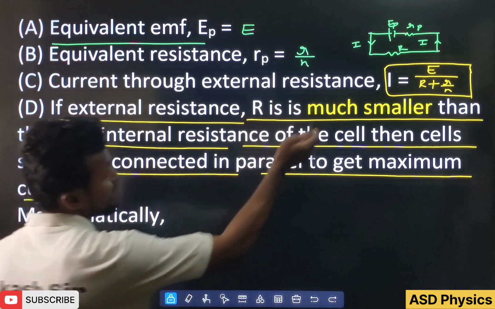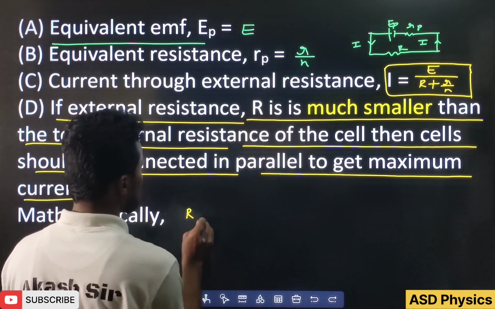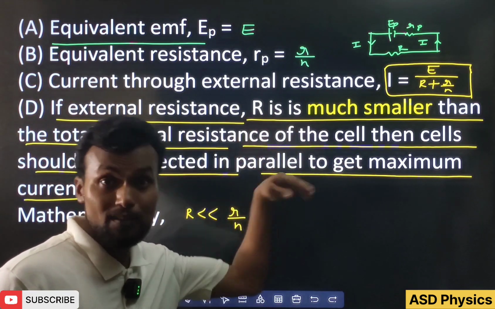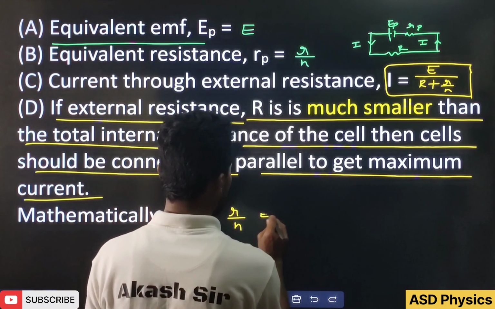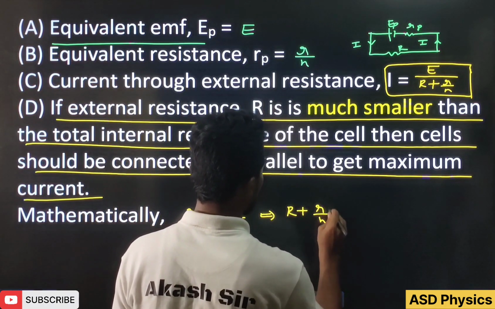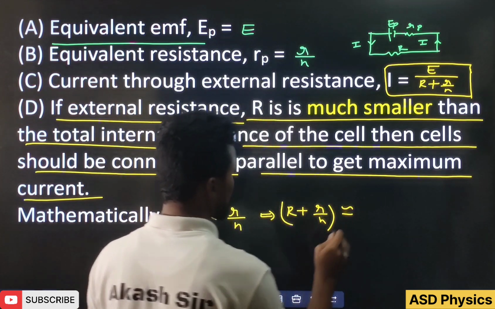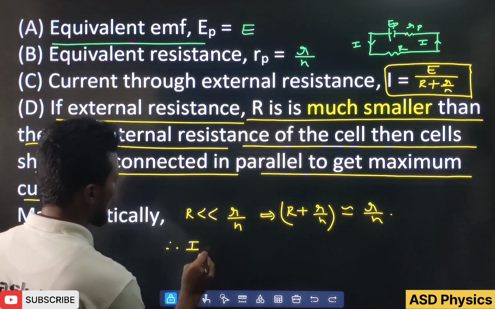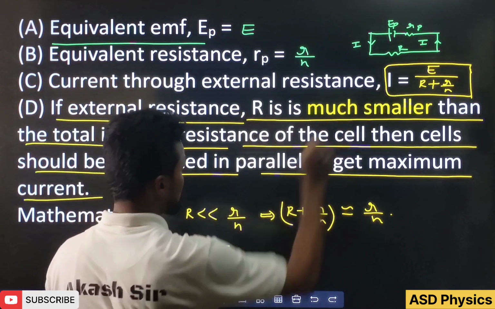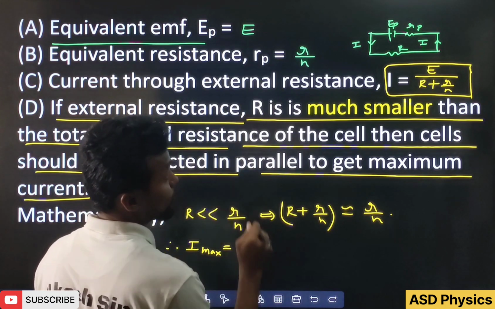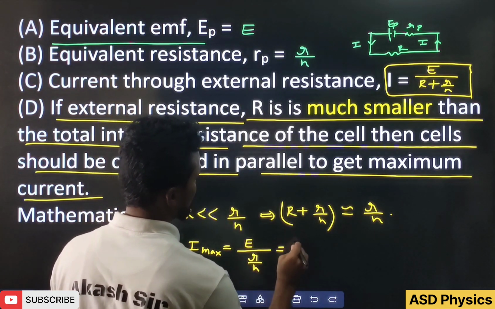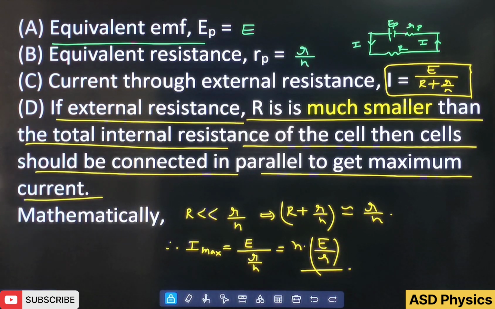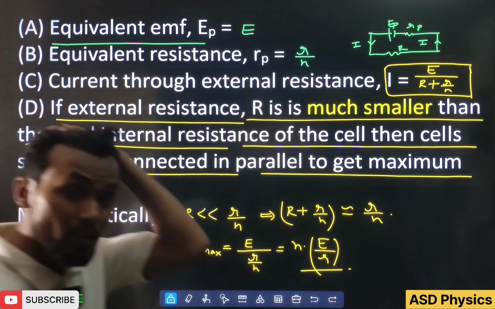Okay, so what we can write from here, remember that the capital R is less than r by n, much smaller, previously higher but now smaller. So when R is less than r by n, we can write R plus r by n approximately as r by n. In this situation, I max is given by E over R plus r by n, which becomes E over r by n. That means we can write n into E by r. I hope you have understood the important points very well.